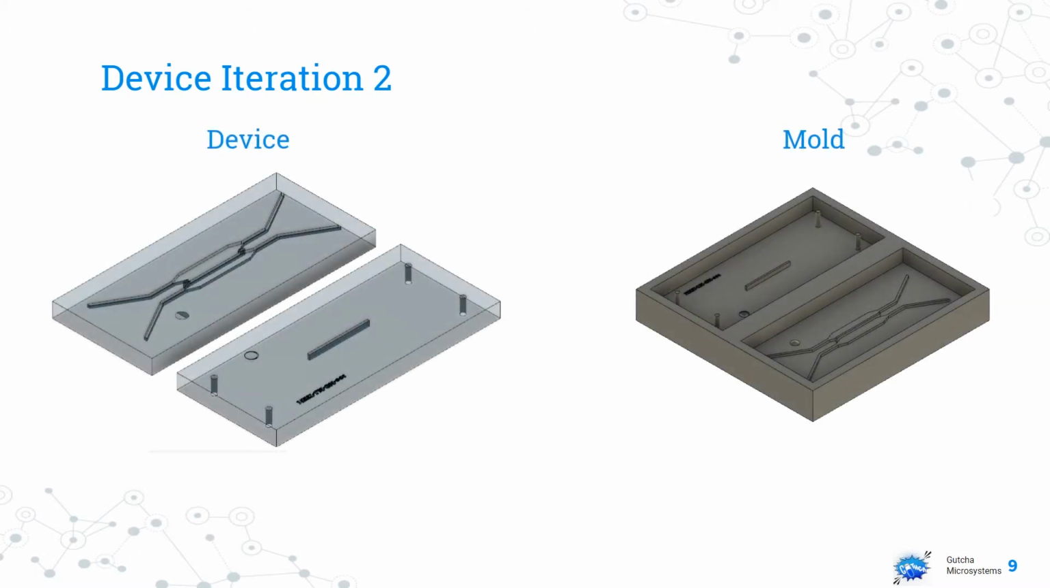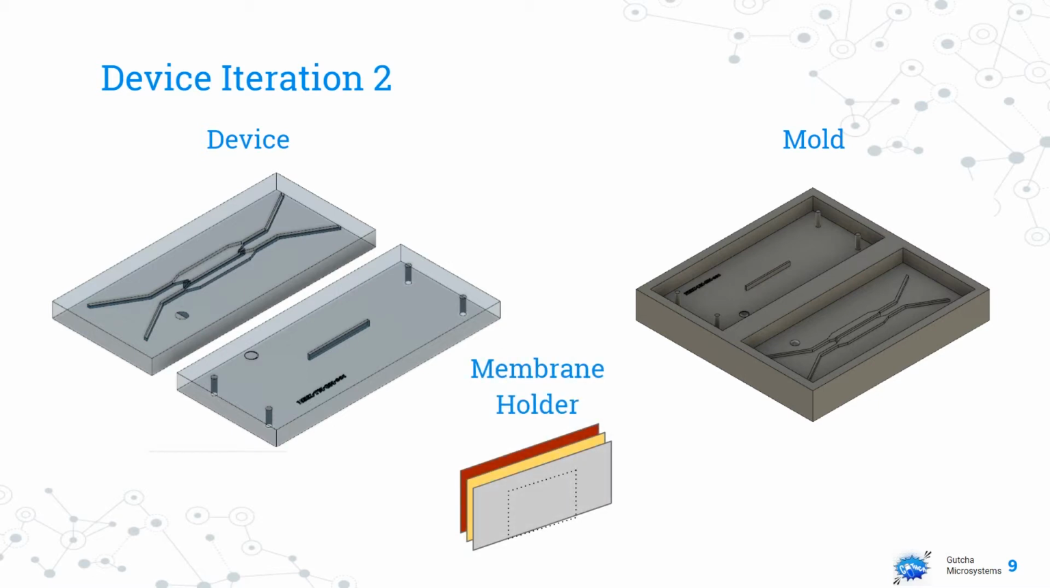So our second iteration tried to fix a few of these problems. We instead came up with this idea of adding a slit in which we would add something that we were inspired from for past research. And this is a membrane holder. So essentially you would have 3 types of materials. One is a polycarbonate sheet that would essentially hold the membrane in place, and then an adhesive sheet in the middle to adhere both pieces together.